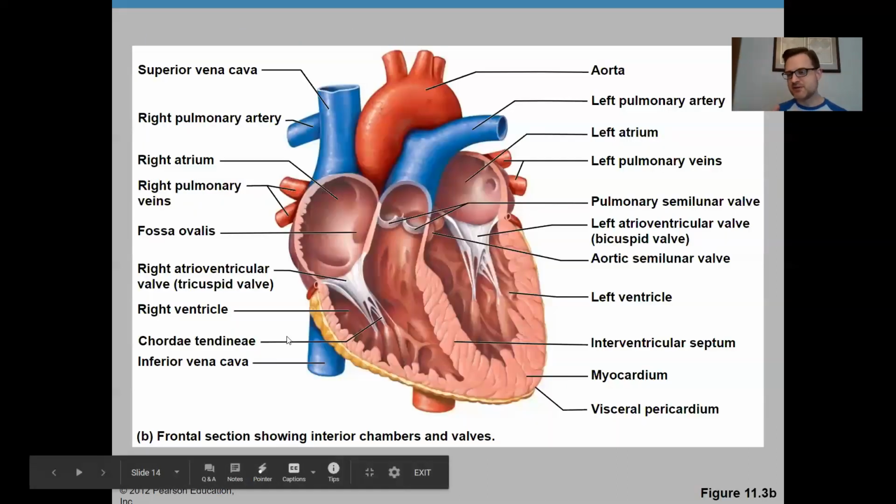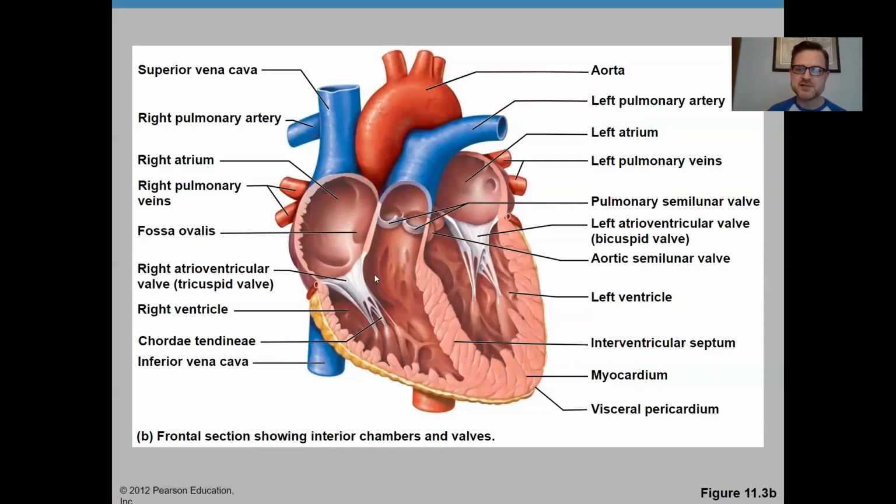So we saw this when we did the heart schematic in the previous video, but you can see here's the tricuspid valve. You see how these kind of look like a tooth, hence the term cuspid.